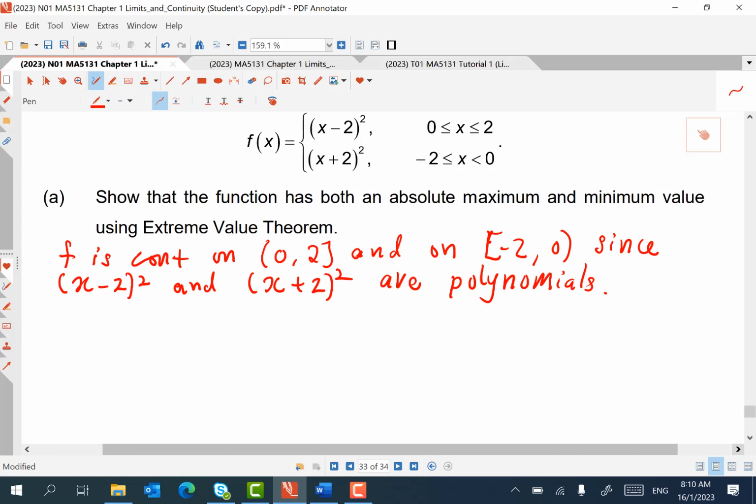So you need to check, no? To check f is also continuous at x equals 0. Now, how do you check the function is continuous at a point? How do you check? So now you check the left limit.